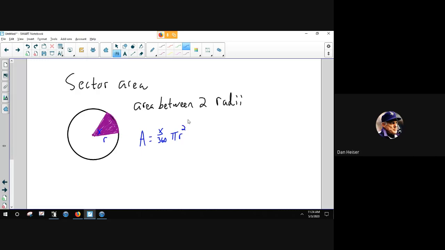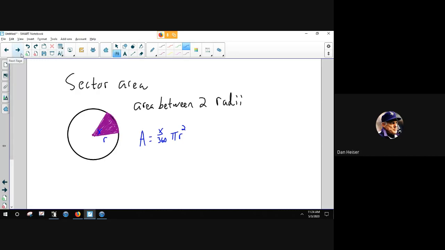times the entire area. If this is a 45-degree angle, this represents 1/8 of the circumference, and this represents 1/8 of the entire area. That relationship holds. If this arc is 1/4 of the entire circle, it will create a sector that is 1/4 of the entire area. Very, very nice relationships there.